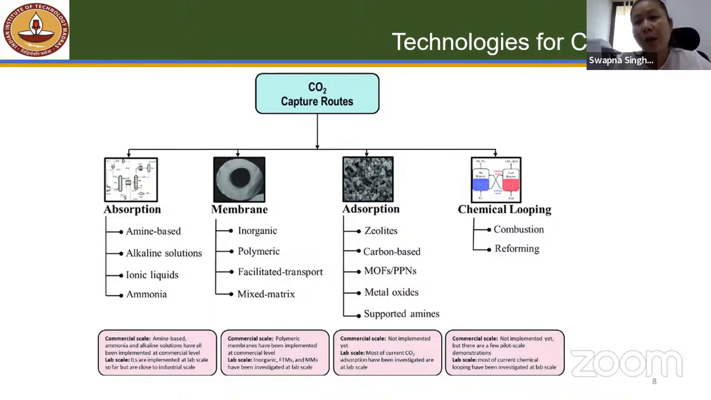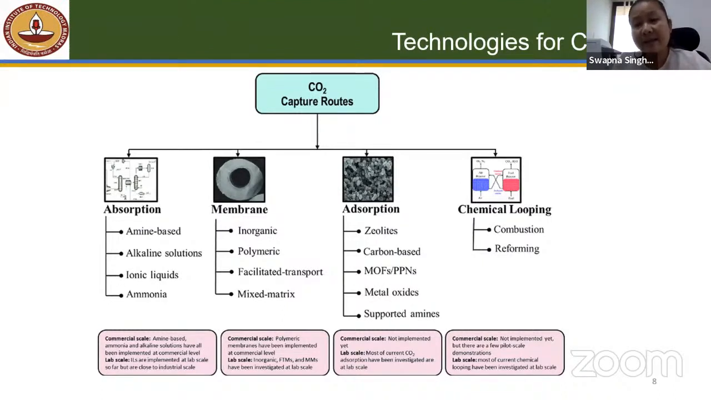which is a more mature technology right now, where a lot of industries have used liquid-based solvents to absorb the CO2. Another technology is membrane technology, which is not commercially applied yet, but is still in lab scale investigation. For example, inorganic membranes, polymeric membranes, and also mixed matrix membranes. A lot of membrane material is being developed, and a lot of work is going on at lab scale.